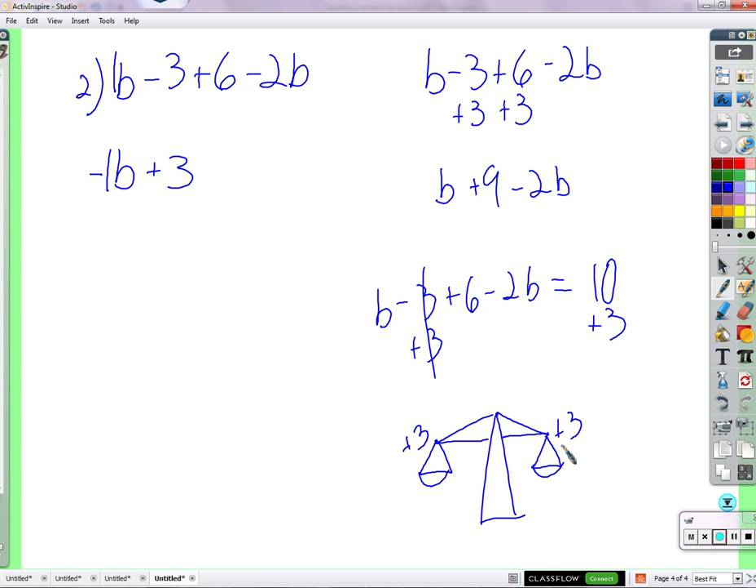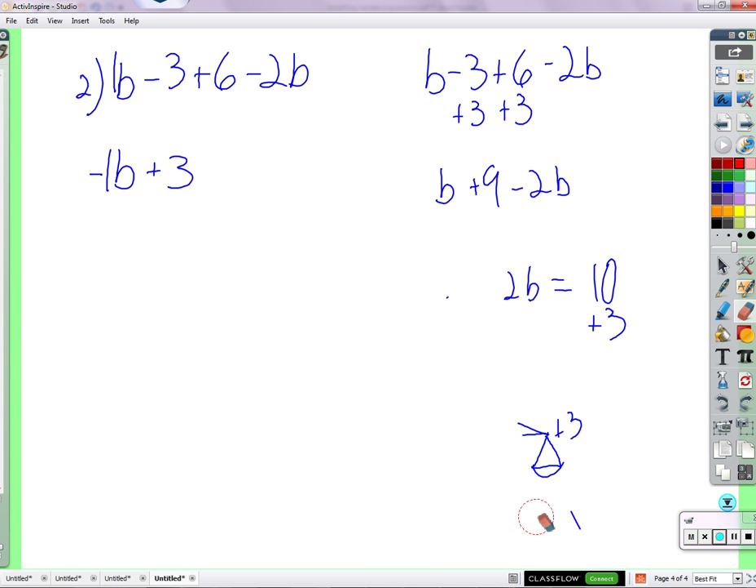Right? It starts even, needs to stay even. Both sides need to be equal to each other. So that's why we do the same thing to both sides. If I cut this side in half, well, I better take half of this stuff too. If I subtract 7 from this side, I better take 7 from this side. Otherwise, it's going to be all off.